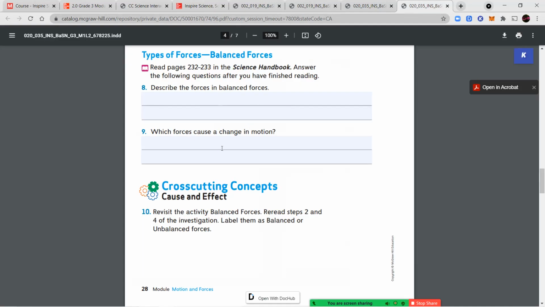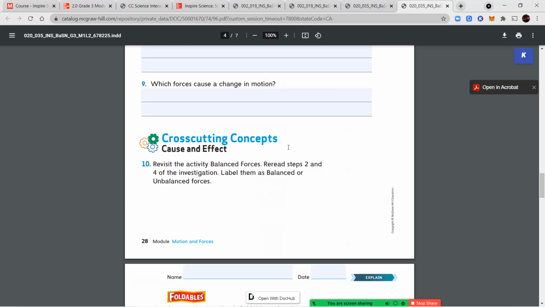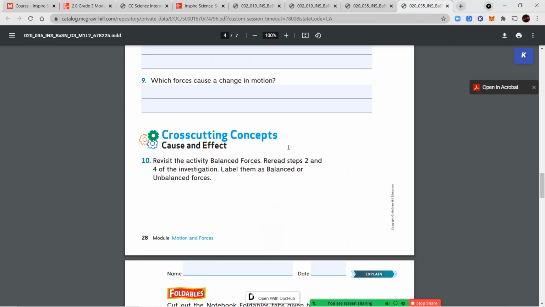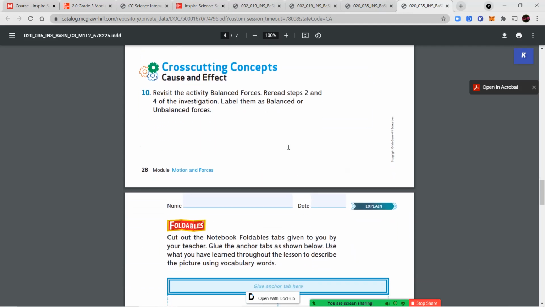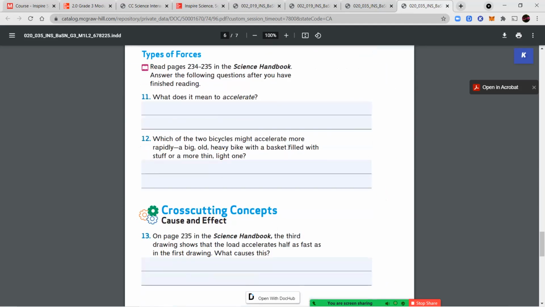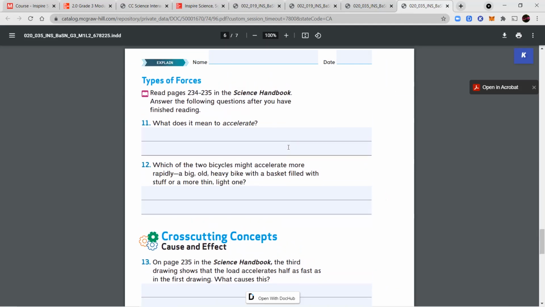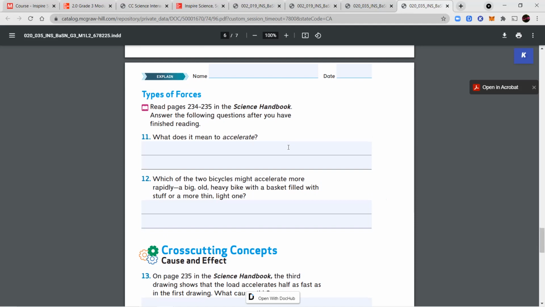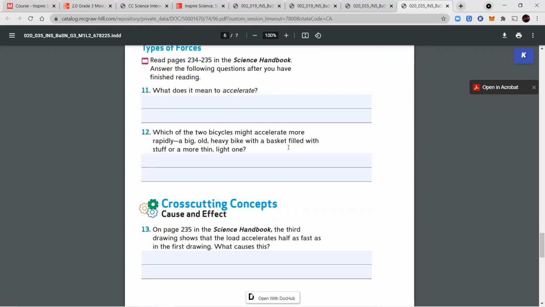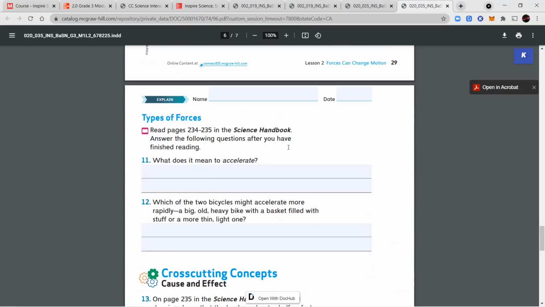So you're going to go ahead and answer these two questions. Describe the force in balanced forces and what causes a change in motion. And that's going to take you to the end of page 28. This is where we're going to stop for this lesson. Actually, my apologies. We are going to continue moving into page 30.